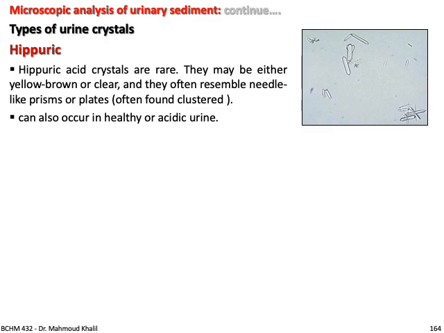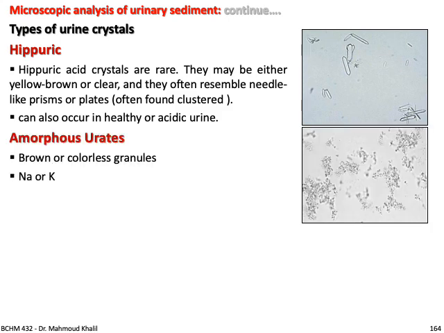Hematuria crystals, as you can see from the figure, are very rare. They may be either yellow, brown, or clear. They often resemble needle-like prisms or plates and are often found in clusters. They can also occur in healthy or acidic urine. Amorphous urate is brown or colorless granules, indicative of sodium or potassium in the urine.